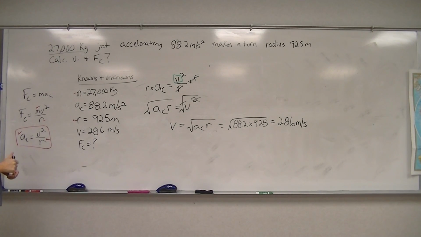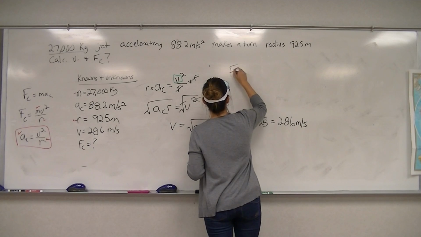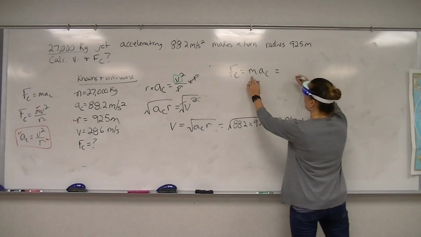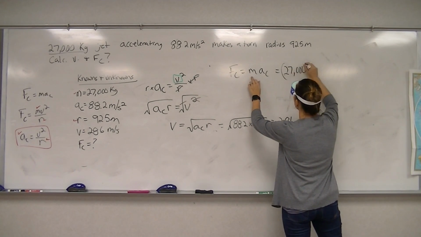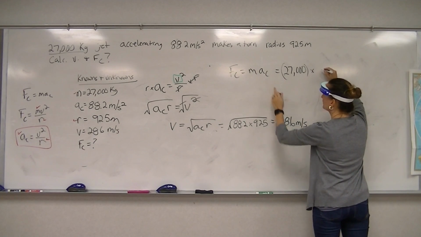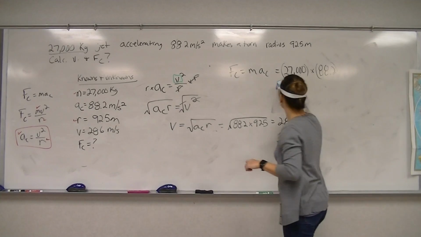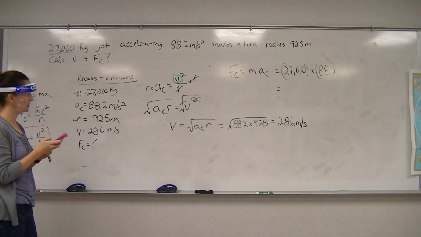All right, now, centripetal force. Once again, I could use either. I have enough information. I'm going to choose the top one because it's simpler. So I'm going to simply take the mass times the centripetal acceleration. The mass of that fighter jet, 27,000 kilograms. Multiply that by the acceleration, 88.2. We're going to get a huge number, but our number should only have 2 sig figs.